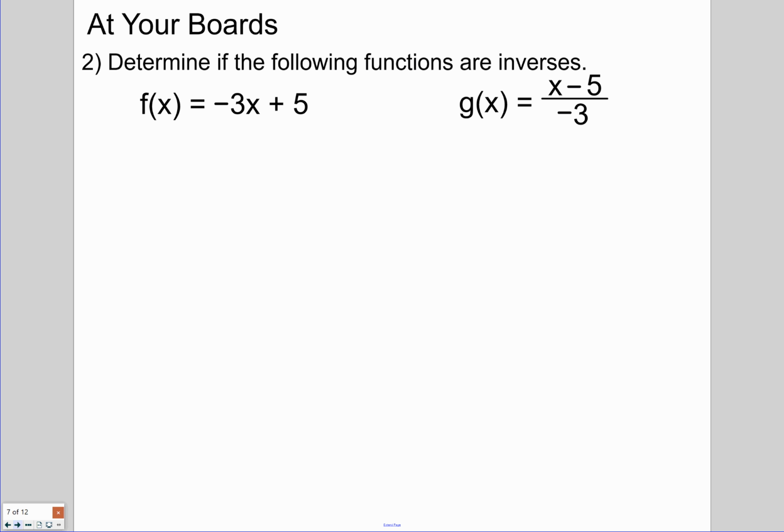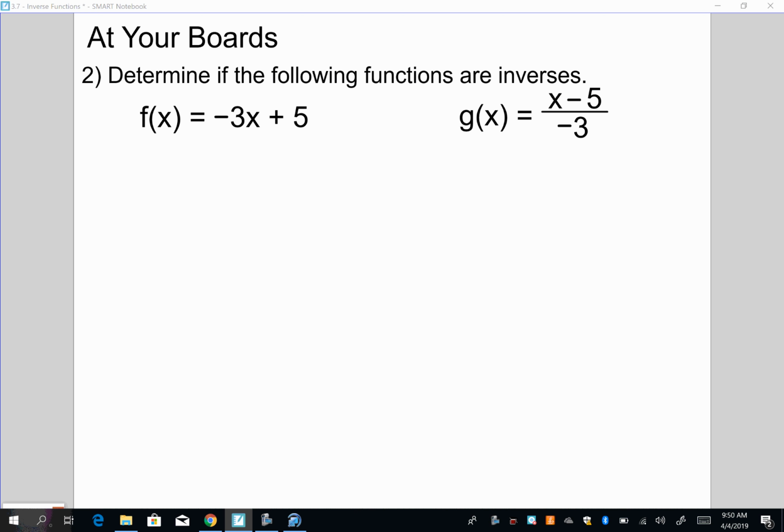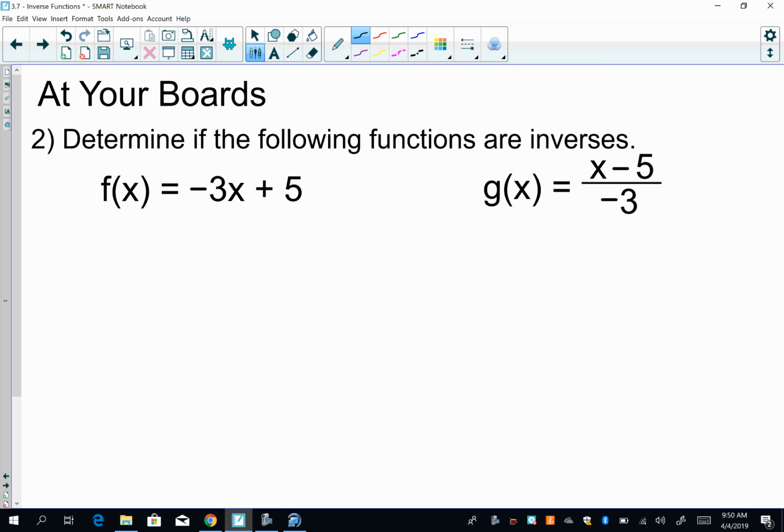All right, I'm going to give you 10 minutes. So 10 o'clock. Ready? Go. Absolutely. You could do g of f of x if you want.